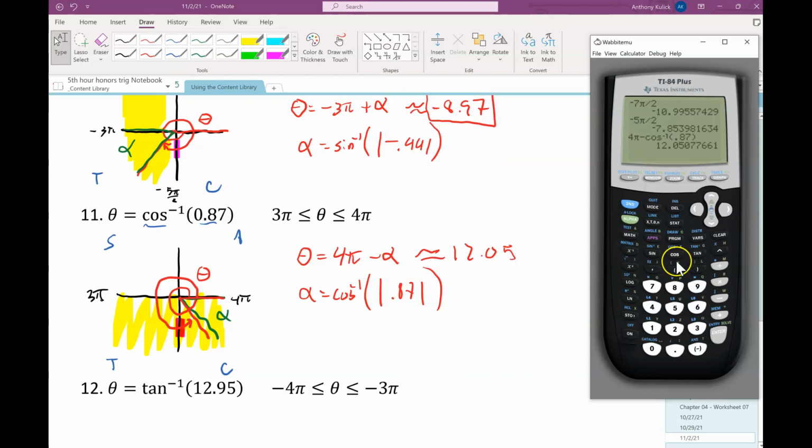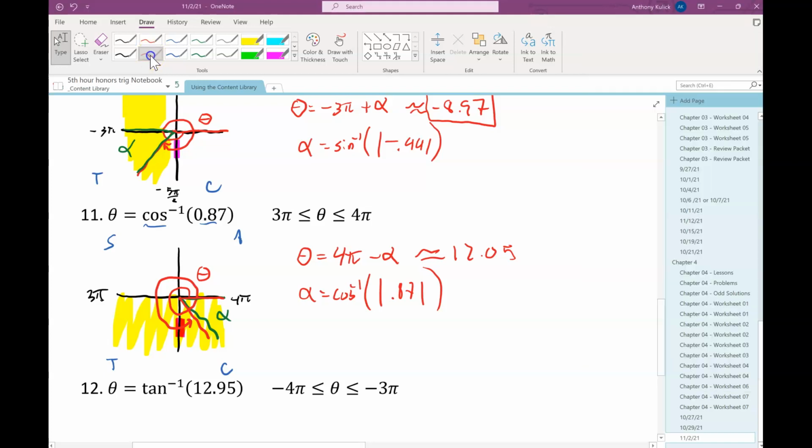And just to check that, cosine of 1205 should give me 0.87, which it does. 1205 should be bigger than 3 pi, which it is, but less than 4 pi, which it is. So I think we got the right one. Does that feel okay, Mackenzie?